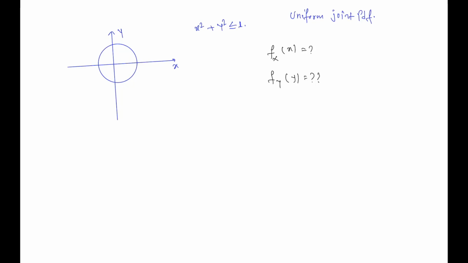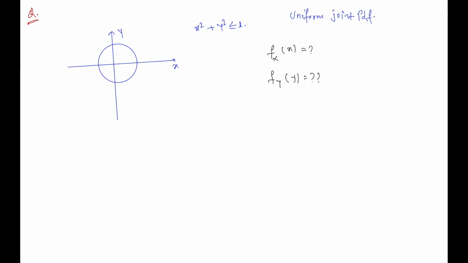Last time this was the problem that was given to you, right? We have two random variables x and y, and they are related like this. And if you plot this, then this is what you will get as a circle. And we have also been told that we have the uniform joint PDF.